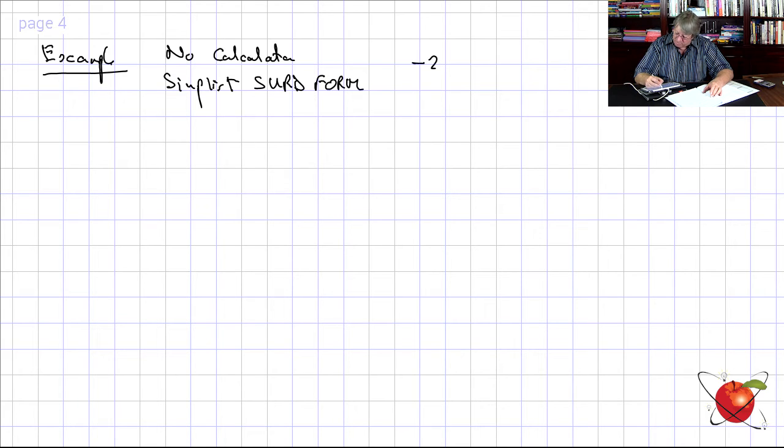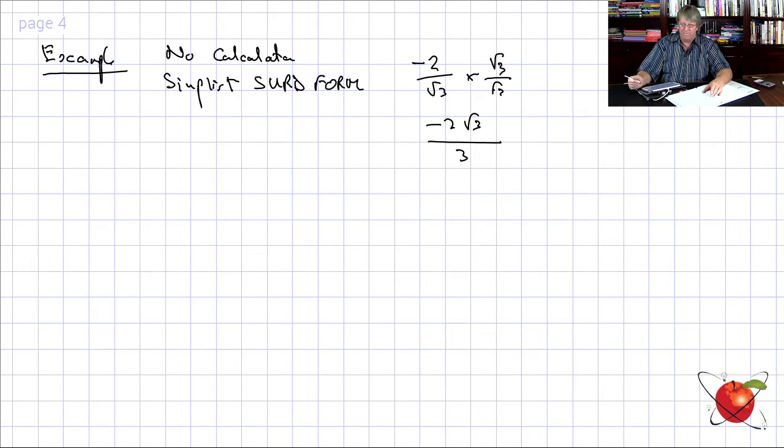Which means if I have minus 2 over root 3, what must I do? Multiply by the conjugate, remember that term, or rationalize the denominator, which gives me minus 2 root 3 over root 3 times root 3, 3. You can't have a surd in the base, like a negative exponent. You put positive exponents always.